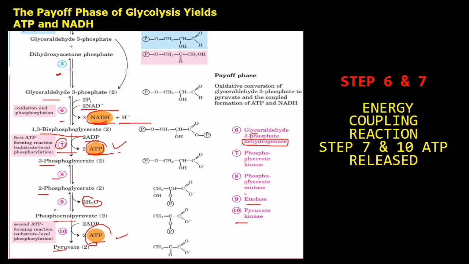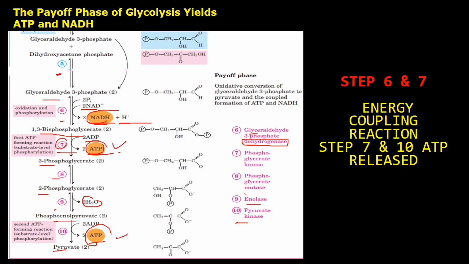In step number 6, glyceraldehyde 3-phosphate is converted into 1,3-bisphosphoglycerate with the help of the enzyme called glyceraldehyde 3-phosphate dehydrogenase. The interesting thing is that whenever we see a dehydrogenase enzyme, here we get NADH molecules. The 1,3-bisphosphoglycerate is further converted into 3-phosphoglycerate with the help of the enzyme phosphoglycerate kinase.